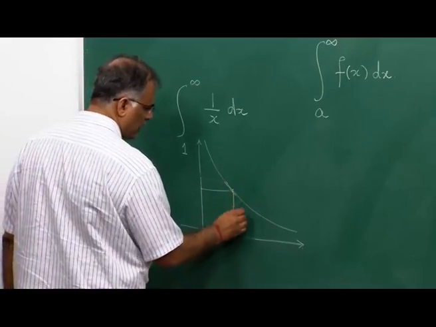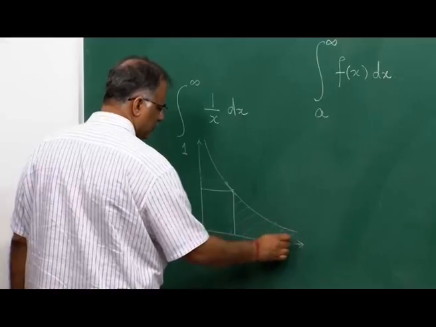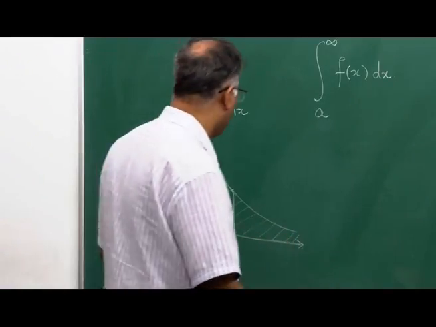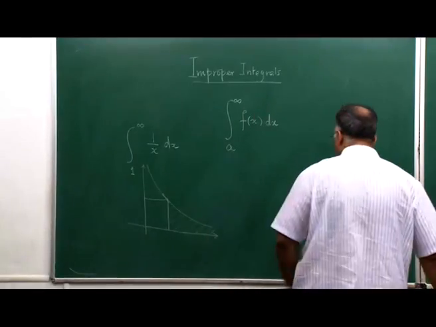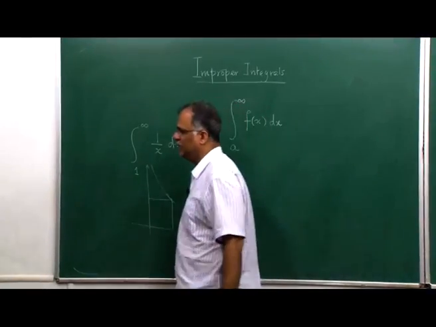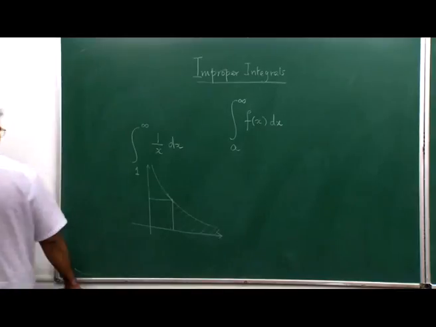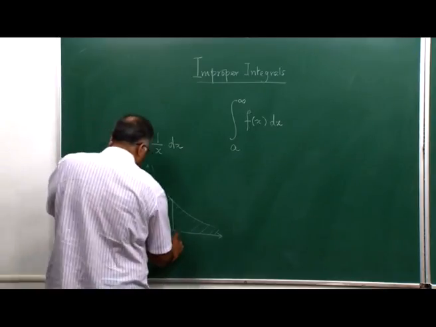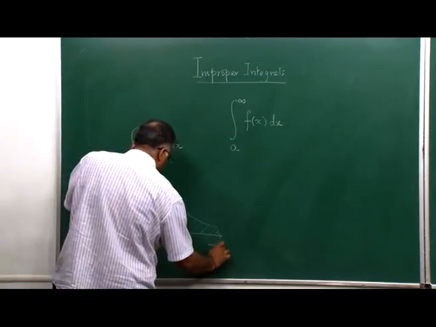Now, we are trying to understand whether this area makes sense. You might be saying, oh come on, this area is going continuously towards infinity, how can you have a finite area? So, does this have any meaning or not? So, here is 1 and it goes towards infinity.